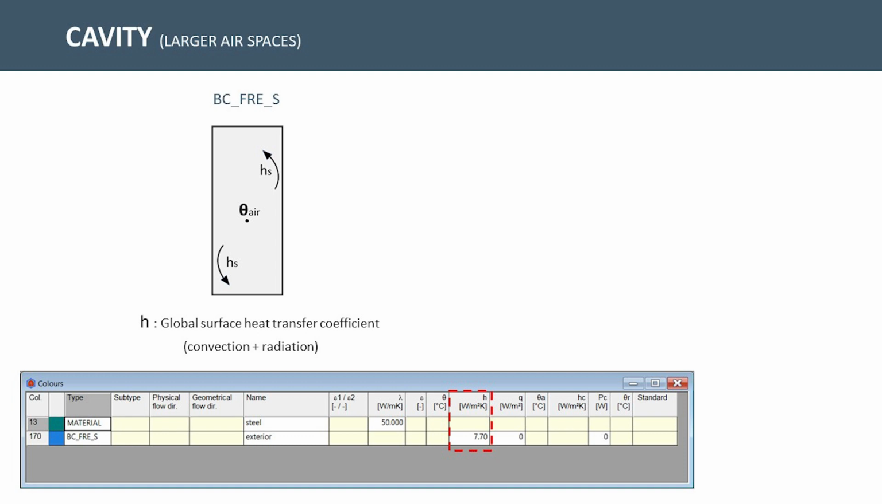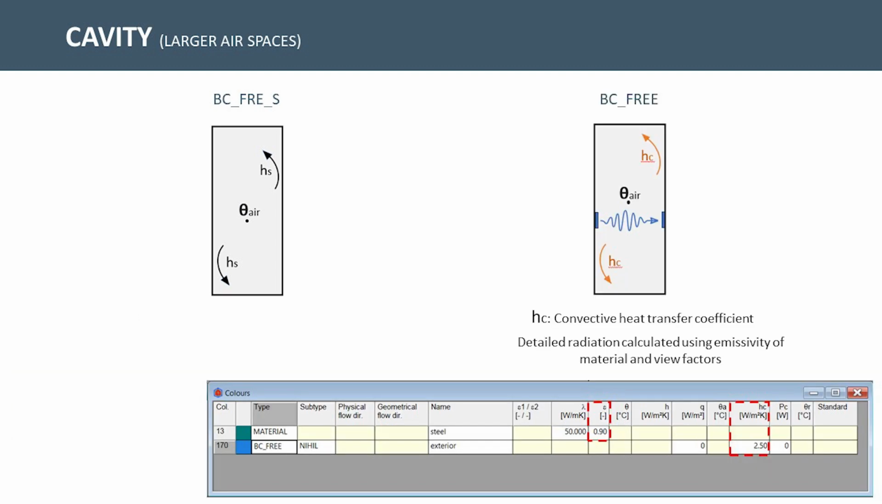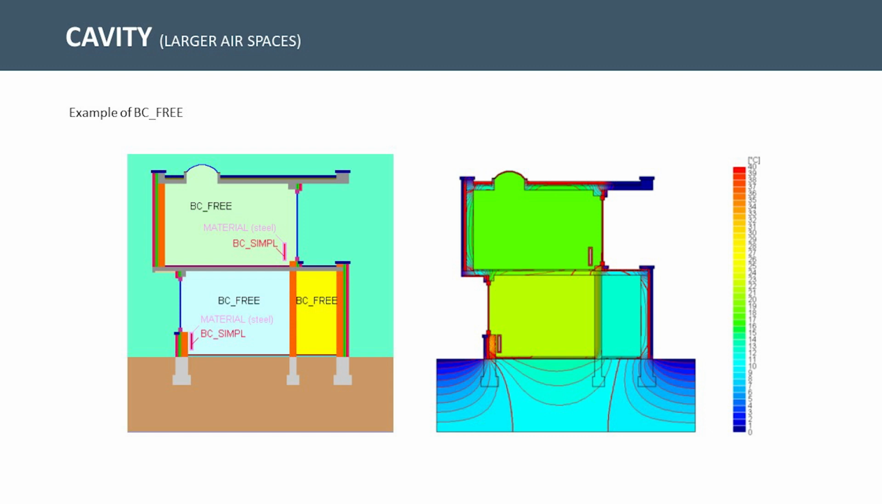This means that the cavity is modeled with one global temperature node which is connected to the cavity surfaces via a global heat transfer coefficient H, including the combined effect of radiation and convection. The type BC-free, on the other hand, considers a convective node temperature in the cavities, linked with a convective heat transfer coefficient Hc to the surfaces, and detailed infrared radiation via view factors across the cavity. Here we see an example where rooms are modeled as BC-free.